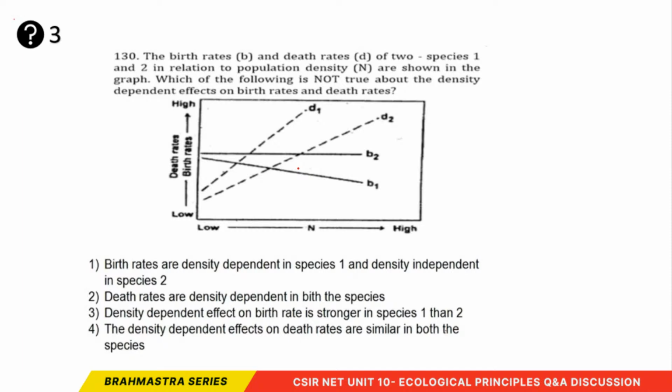In the first statement, they are saying that birth rates are density dependent in species 1 and density independent in species 2. So look at species 1 and species 2 birth rate. For species 1, density dependent or density independent?